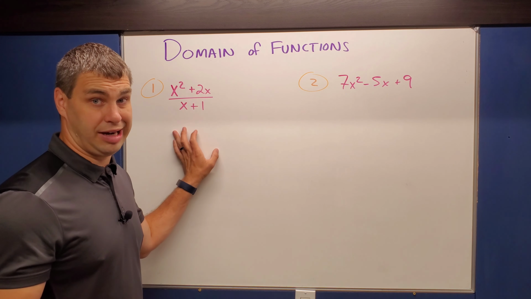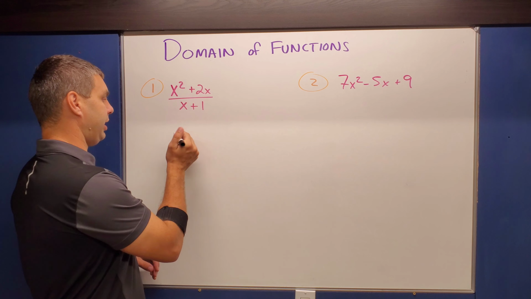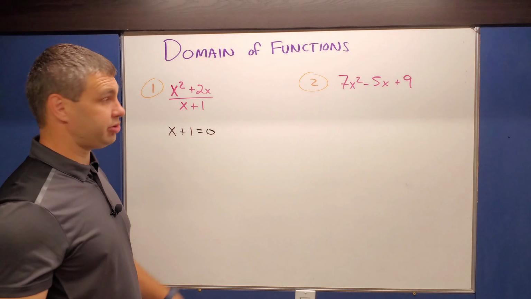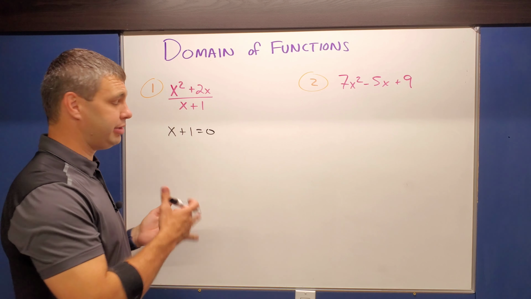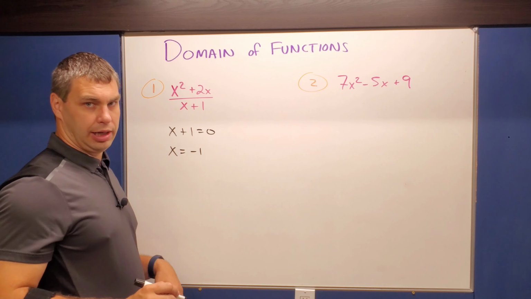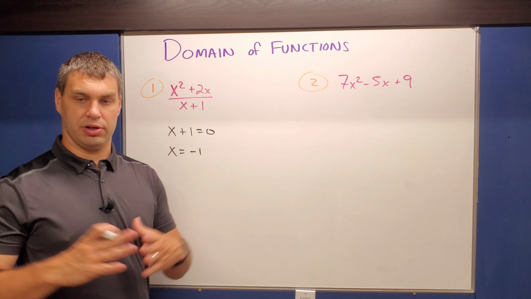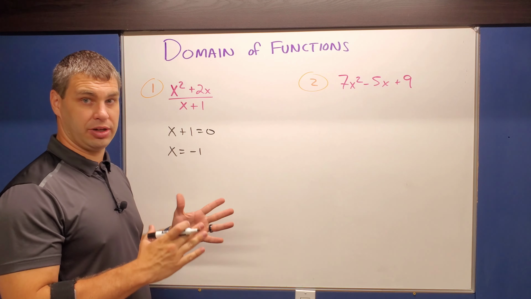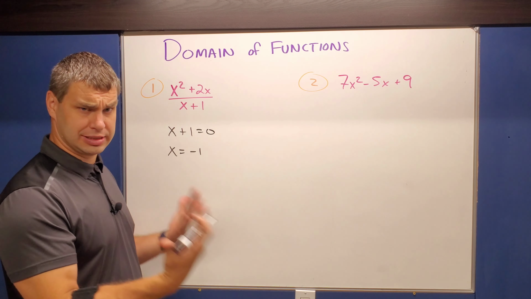In this first one, I do see a fraction, so I'm going to set the denominator, the bottom of this fraction, equal to 0. And we'll solve for x, because we're trying to find the domain. Domain is talking about our x values. So let's solve for x here, and this gives us that x equals negative 1. What this tells us is that we need to have all the real numbers in our domain except for negative 1. That's where the domain is broken up, or it doesn't exist at that point.